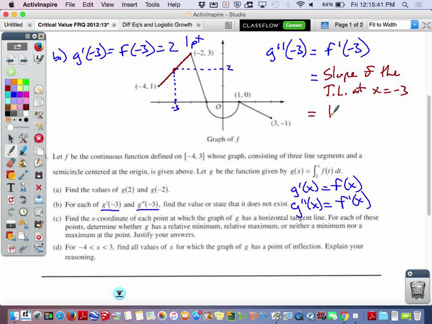Because we rise up to and run to, so we get a slope of 1, so g double prime of -3 is equal to 1. And that is a second point for part B. So for A and B together, it's 4 points, and it's really just applying that area formula and the derivative of that.